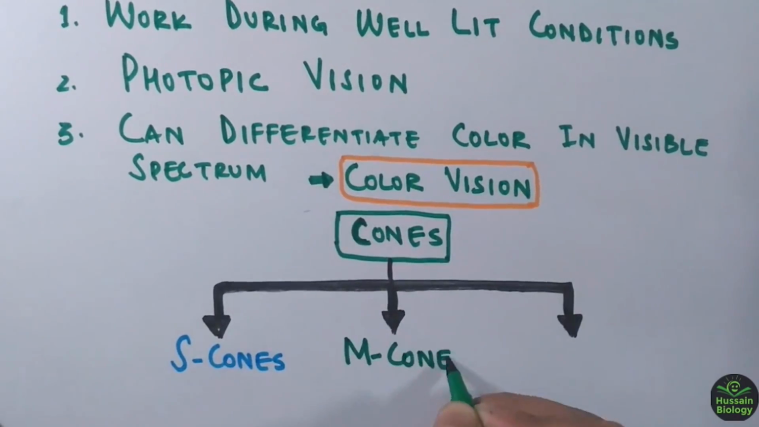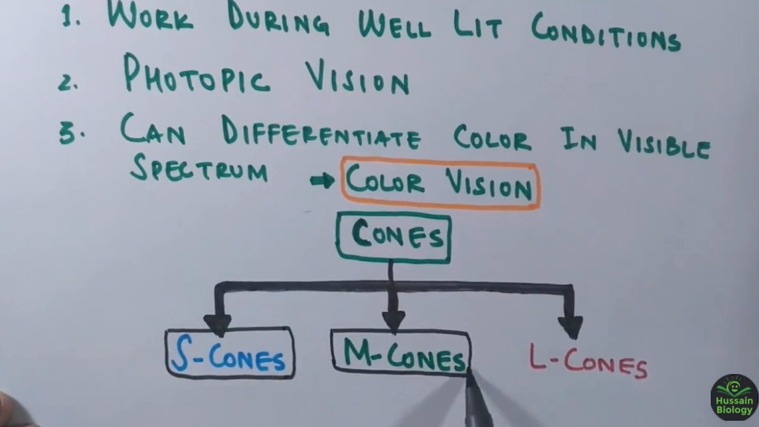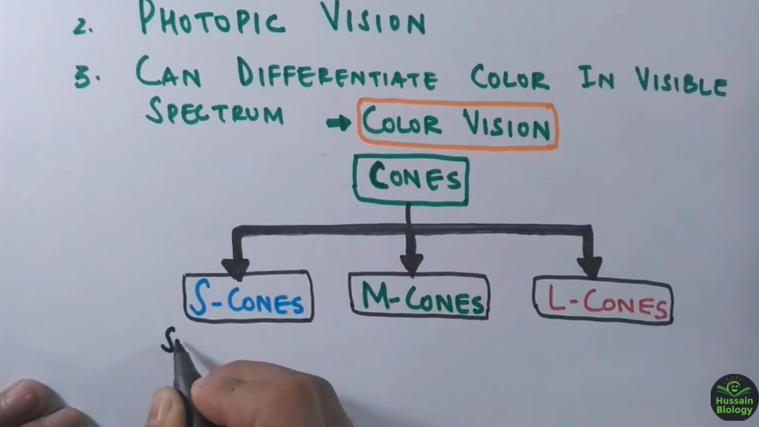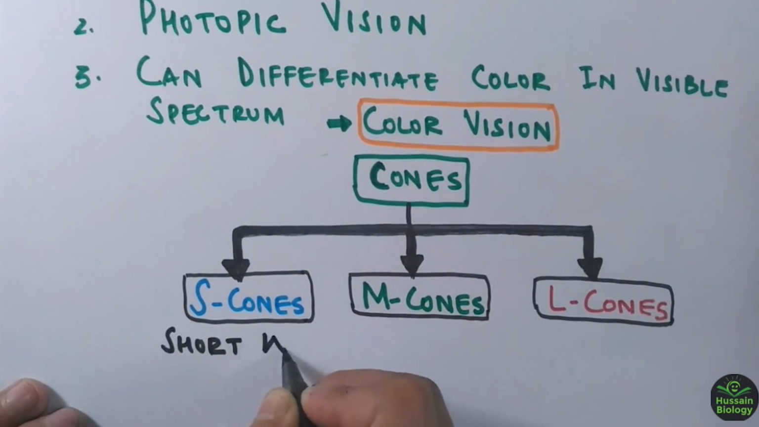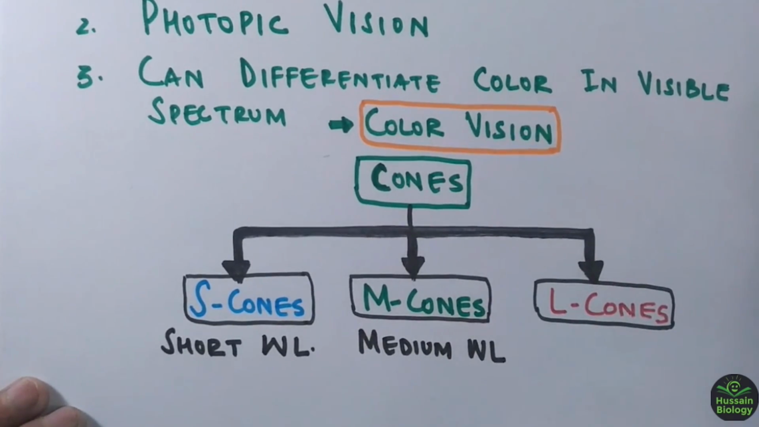There are 3 different types of cones in our eyes: long, medium, and short wavelengths of light. The longer the wavelength, the warmer the colors. This is why humans can perceive warmer colors better than cooler colors.